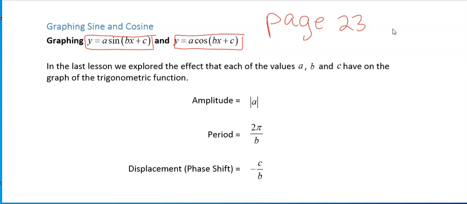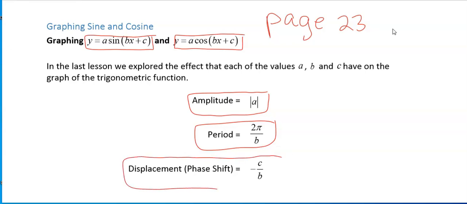Now, in our last lesson, we learned how to take the equation of either one of those functions and calculate the amplitude. That's just the a that's in front. If it's a negative, you just drop the negative sign. That's what the absolute value means. To calculate the period of your function, it's always 2 pi divided by whatever the b is, whatever number is in front of your x. And finally, to calculate the displacement or the phase shift, that would be your horizontal translation, your movement left or right, it's always negative c divided by b. All right, and that's what we learned how to do in our last class.